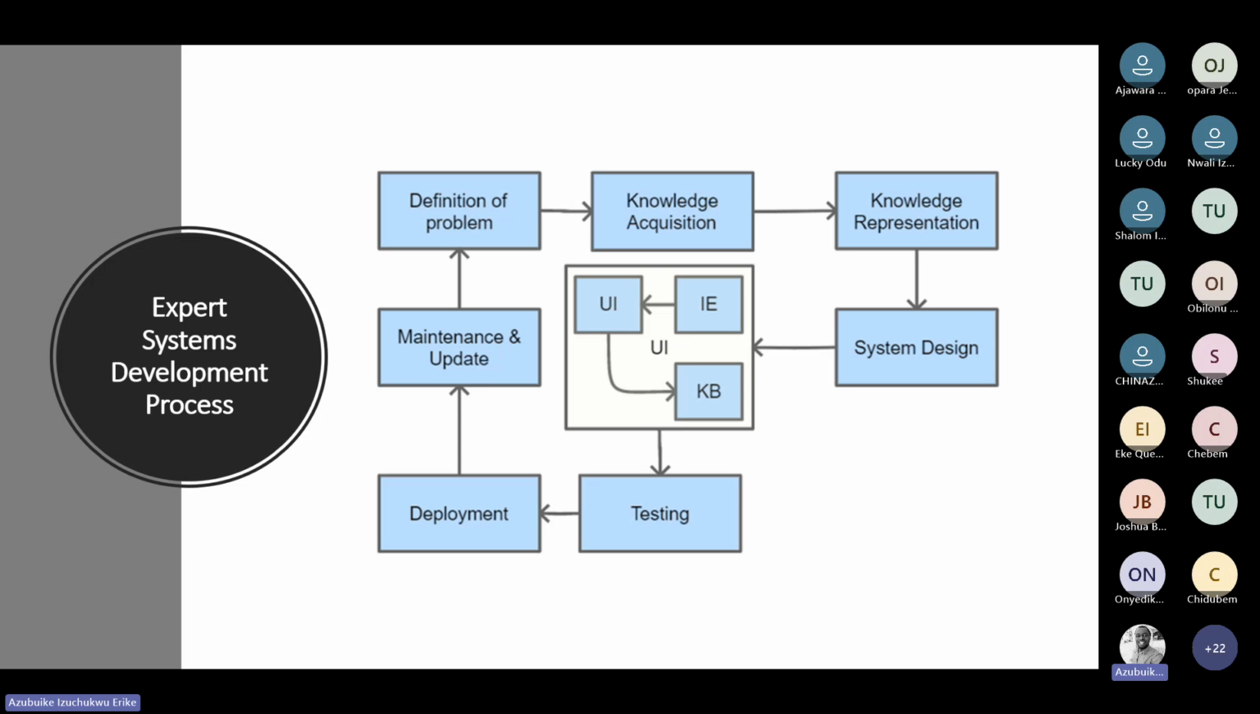And if we are satisfied that the expert system is working as we expected, the next thing is to deploy the expert system. Now, as we are using the expert system, because knowledge is dynamic, there is need for maintenance and update of the expert system, because new knowledge is going to spring up in different domains of study. So this is the basic expert system development process. Are we together? Okay.